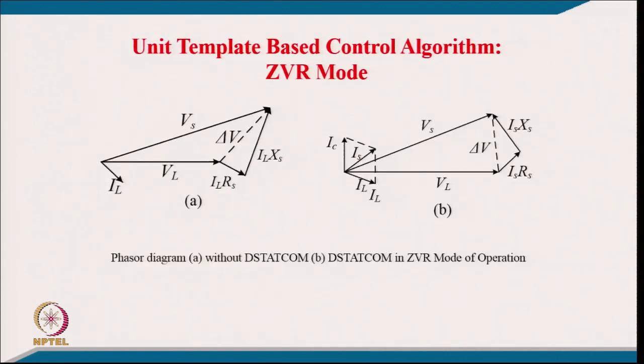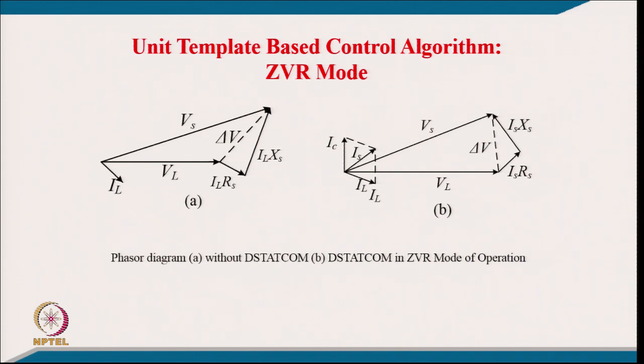Now, just to explain the typical difference in the two cases: D-STATCOM in ZVR mode, without D-STATCOM or with D-STATCOM. This is the typical example where we have a load voltage, we have a load current, and we have a resistance drop of feeder impedance which we discussed in many earlier examples, and then we have a reactance drop which is 90 degrees from the load current, and then comes the net supply current. Supply current, in most of the cases, because the source impedance is inductive in nature and the load is also a lagging power factor.